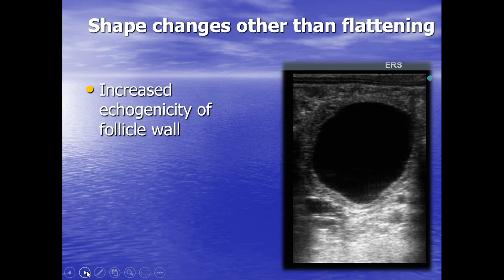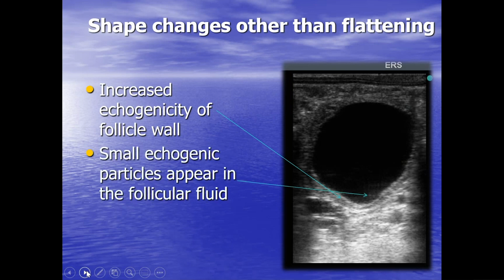That's the point. So when we're in this period of 24, 36 hours of predicting ovulation and it's close, then we've got to move away from this obsession with follicle diameter. We're into things like increased echogenicity of the follicle wall. We're into these small echogenic particles appearing in the follicular fluid. More of them later, because I will come back to those as a subject, because they can be an indicator of an abnormal ovulation.